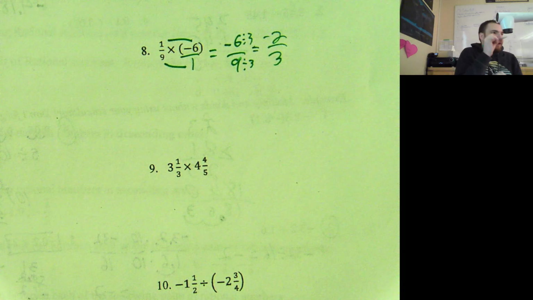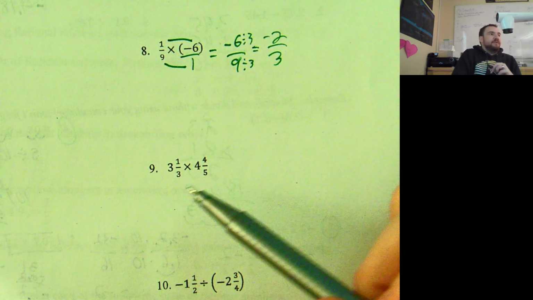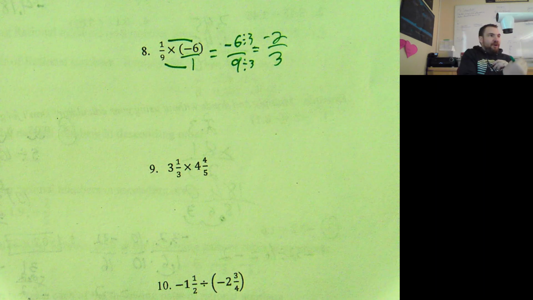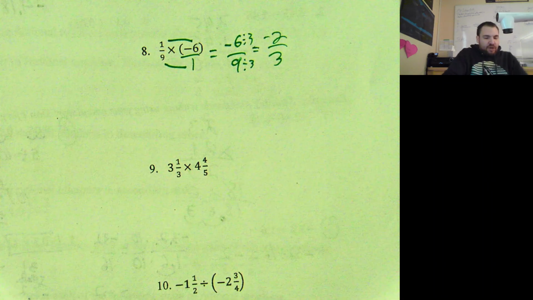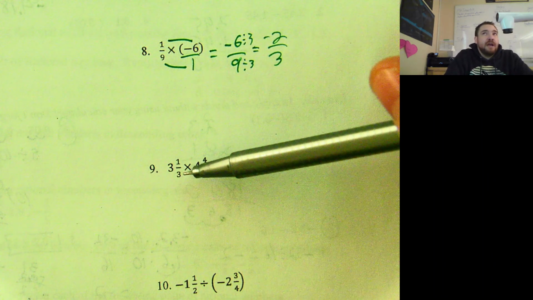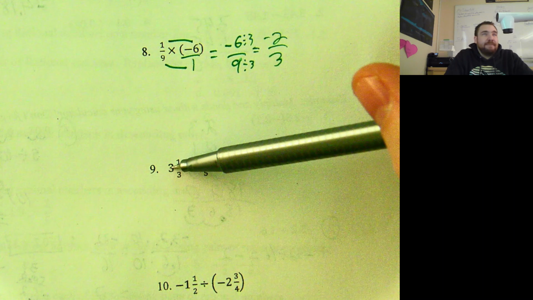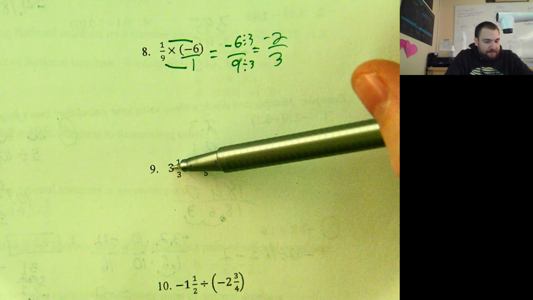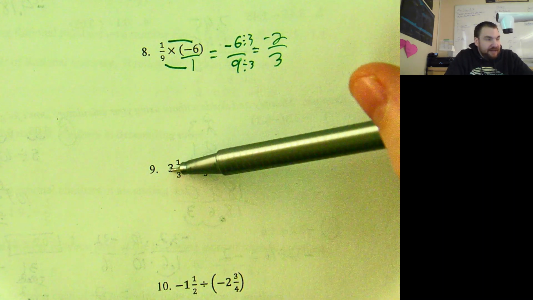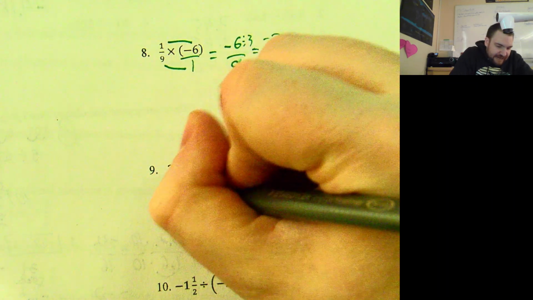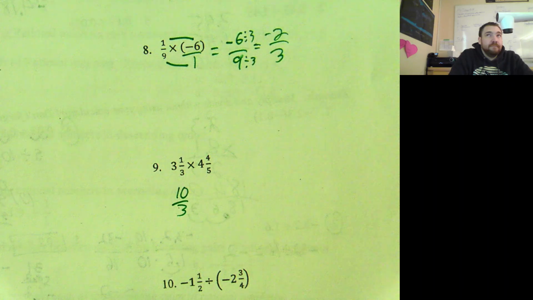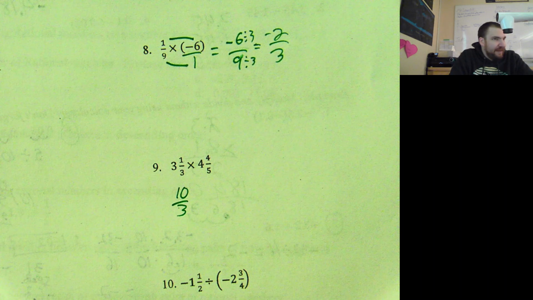To multiply mixed numbers, you have to make them improper, and then you have to multiply those improper fractions together. So to make this thing improper, I take the denominator, I multiply it by the whole number. So 3 times 3 is 9, plus 1 is 10. So this is going to give me 10 over 3. Are we cool with why that works, or do we need an explanation as to why that's a thing?